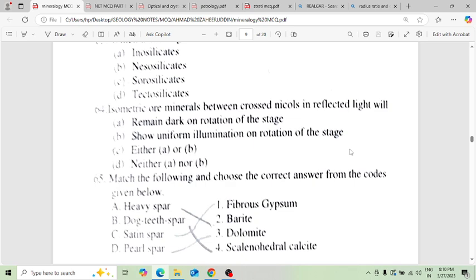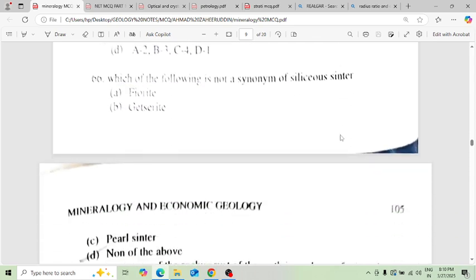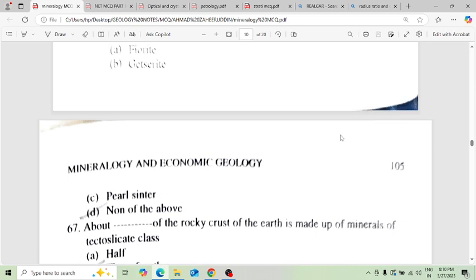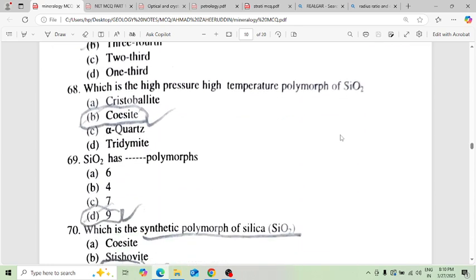Then we have heavy spar barite, dog tooth spar scalenohedral calcite, satin spar fibrous gypsum, oil spar dolomite. Which of the following is not a synonym of siliceous sinter? Okay, done.